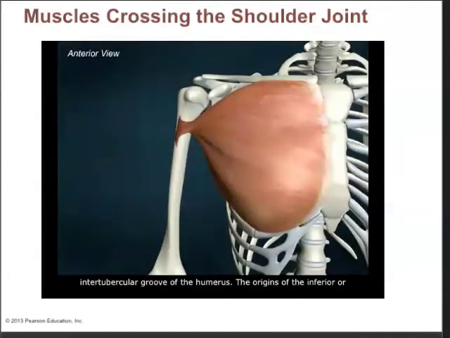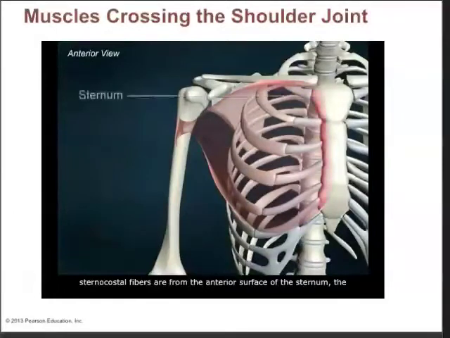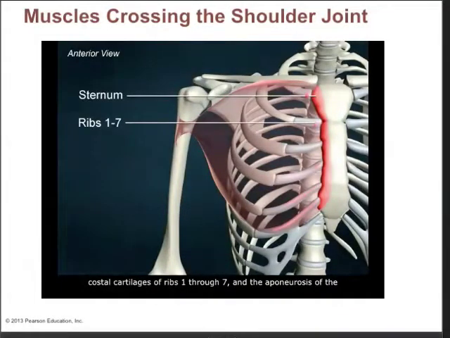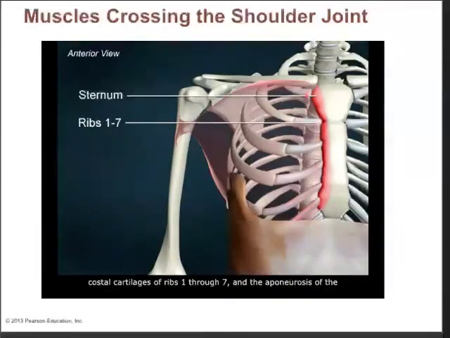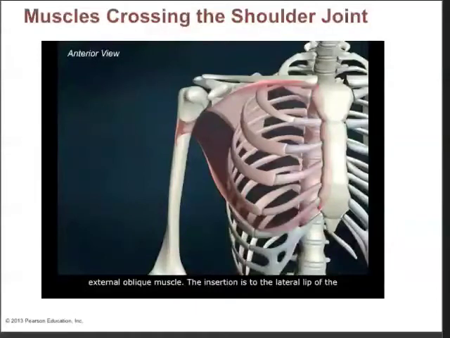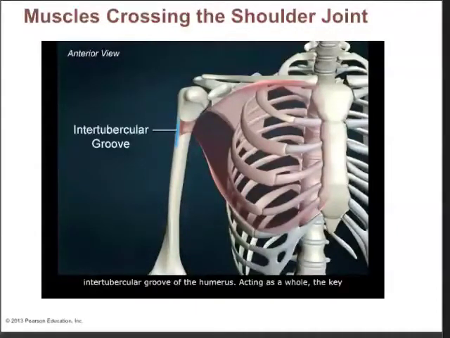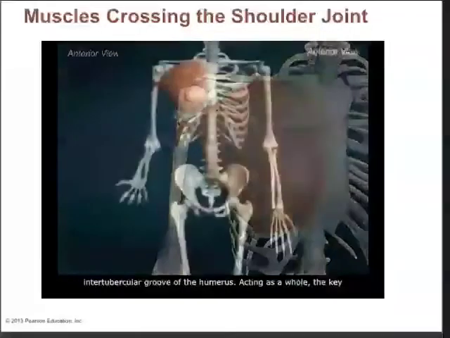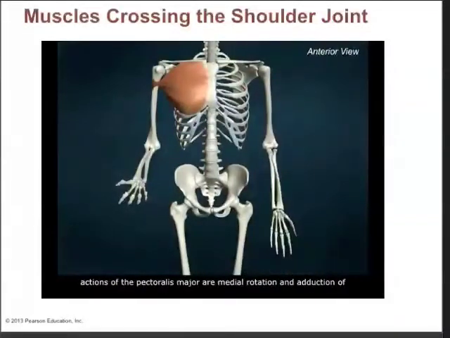The origins of the inferior or sternocostal fibers are from the anterior surface of the sternum, the costal cartilages of ribs 1 through 7, and the aponeurosis of the external oblique muscle. The insertion is to the lateral lip of the intertubercular groove of the humerus. Acting as a whole, the key actions of the pectoralis major are medial rotation and adduction of the arm.